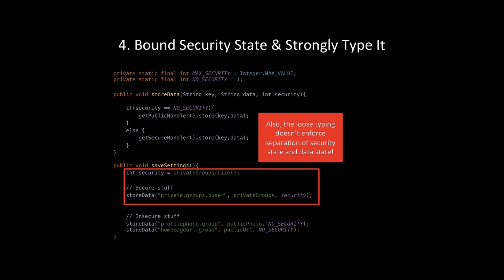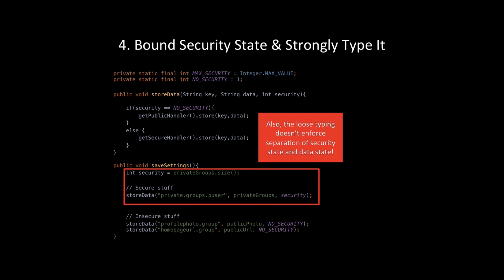So in this example down here, suddenly they're setting the security level equal to the size of the private groups, which is clearly not something that you intended for a user of your interface to do. So if we were smarter about how we designed our abstraction, we could add some typing to our security levels to ensure that we can enforce some levels of separation between the security state and the data state, or at least make it harder to mix and match the two directly.